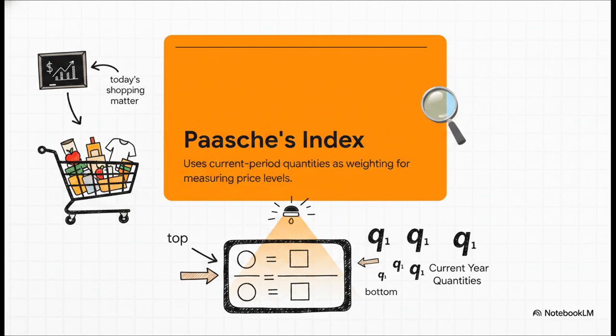Notice how the focus shifts here. His distinct formula weighs everything using current year quantities, or Q1. He insisted that today's shopping habits are what truly matter. So he just replaces the historical quantities with current quantities on both the top and the bottom of the calculation.